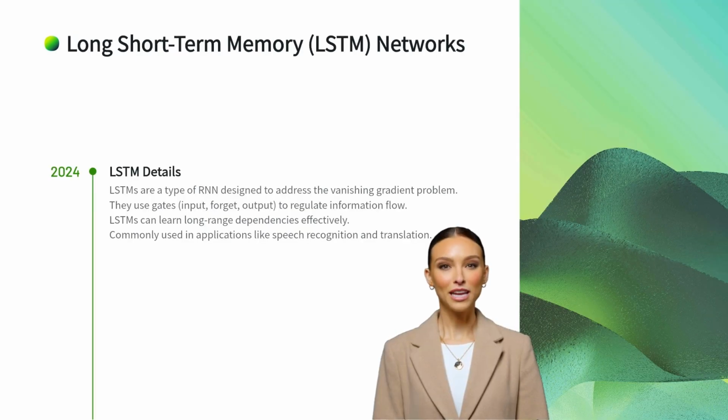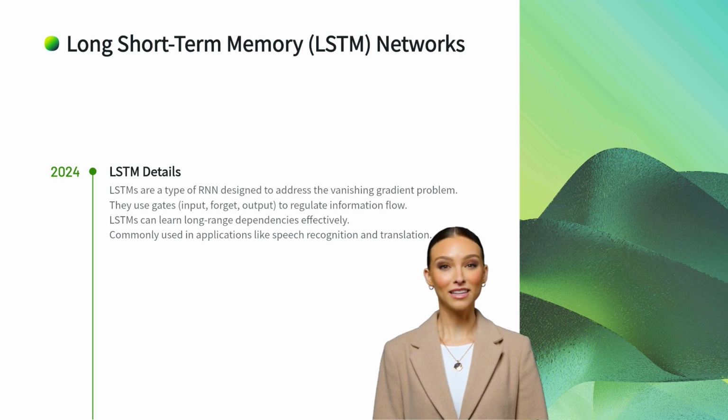To overcome the limitations of traditional RNNs, long short-term memory, LSTM networks were developed. LSTMs are designed to preserve long-term dependencies by using a set of gates that control the flow of information into, out of, and through the network. These gates include the input gate, which decides what new information to store, the forget gate, which determines what information to discard, and the output gate, which controls what information to pass to the next step.